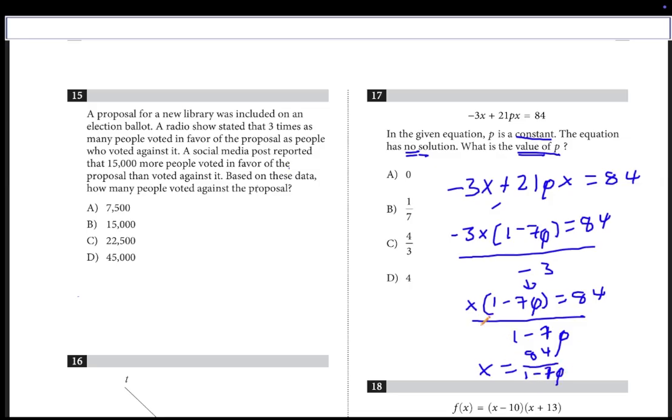As the equation has no solution, that means we have an undefined number. A denominator creates an undefined number when it's equal to 0. So 1 minus 7p has to equal 0. Then we're going to solve for p and isolate it. So negative 7p is equal to negative 1, divided by negative 7. P is equal to 1/7. That's when p creates the undefined number in the denominator. So our answer is B. This equation has no solution.